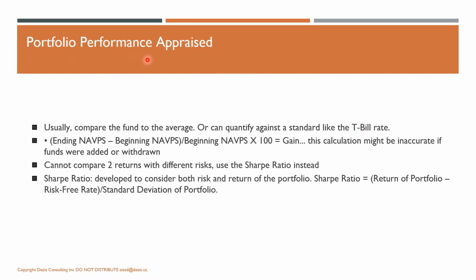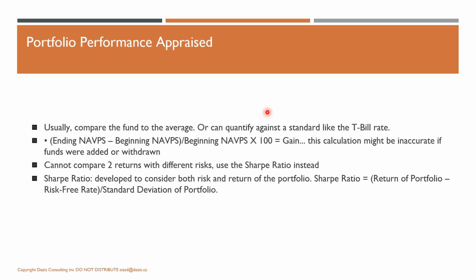The main thing with portfolio performance, portfolio meaning a mixture of different investments, is that you want to compare apples to apples. That way you can measure the growth. Now, how do you measure the growth, the percentage gain? Ending NAVPS minus beginning NAVPS divided by the beginning NAVPS. What do I mean there? If it was $12 and it was $10 before, what do we divide by? 10, and multiply by 100.